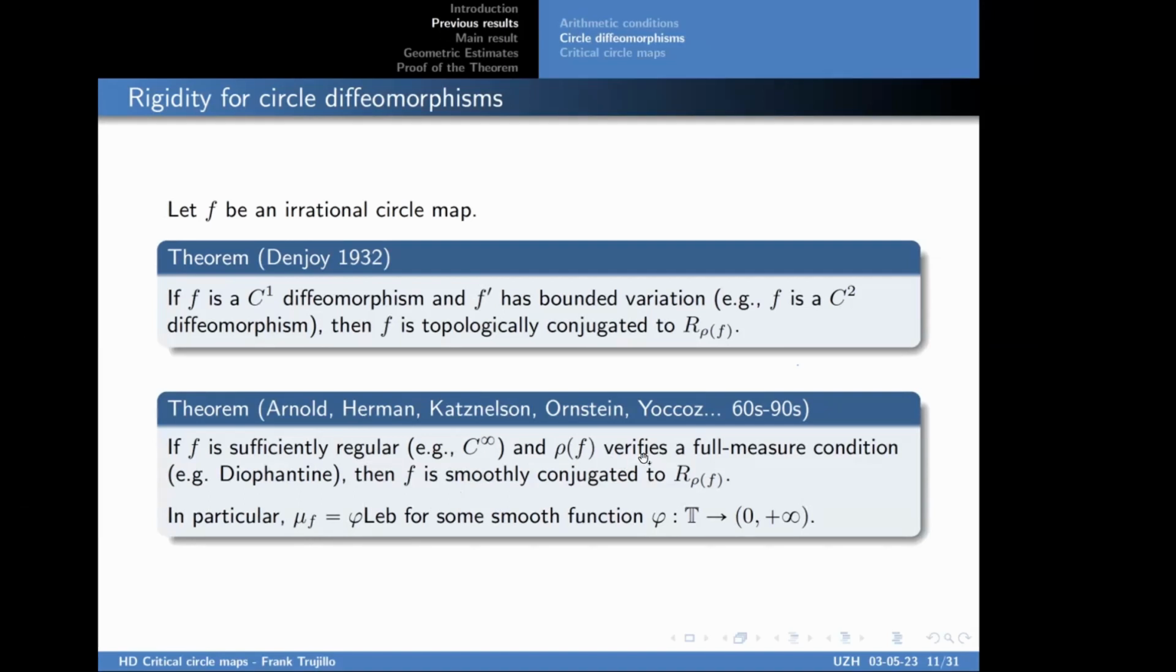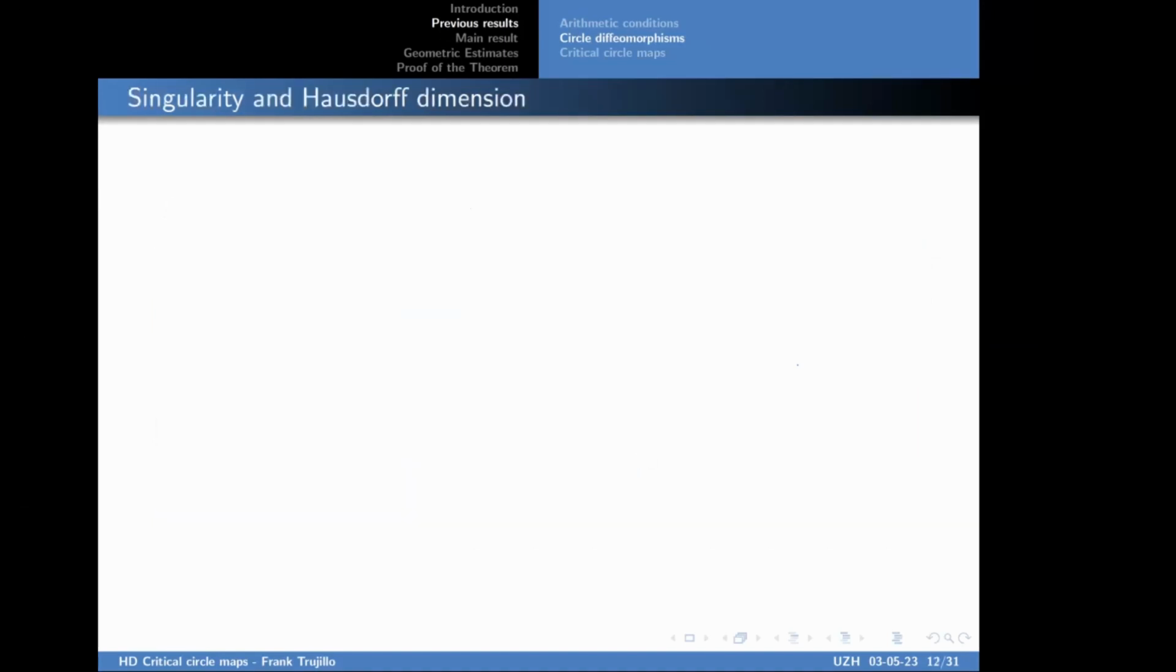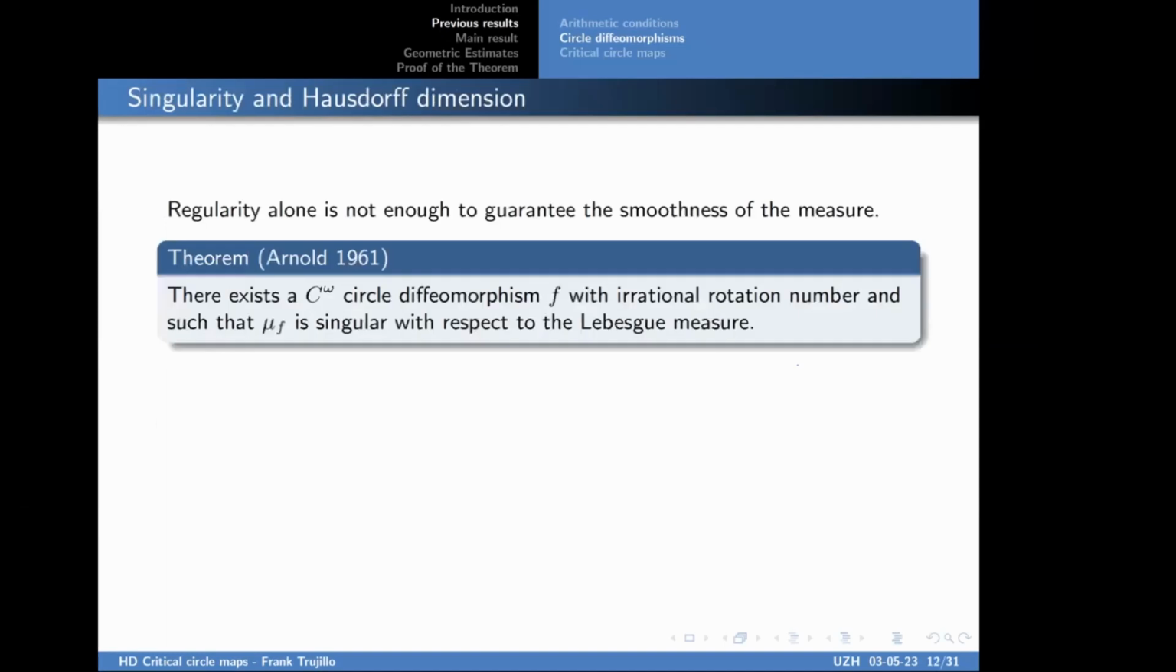But the moment that we get out of this setting, if I consider rotation numbers that are not Diophantine, I can get a very different behavior. There's an example by Arnold that shows that regularity alone is not enough to say anything about the invariant measure. Basically, he constructed an example of an analytic diffeomorphism with irrational rotation number, which will be of Liouville type, such that the unique invariant measure is singular with respect to the Lebesgue measure.